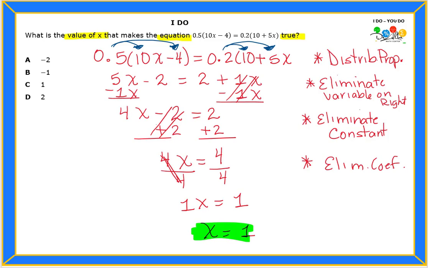If you look at the answer choices, I do have letter C with a positive 1, so that's my answer. Now, if you want to double check that you got the right answer, you can always use this x equals 1 that we got and replace it in the equation. Anywhere where you see an x, you can replace it with a 1. And that way you will know that that was actually the answer.